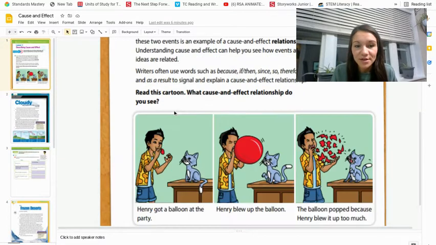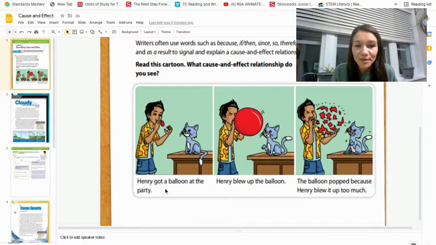Let's take a look at this cartoon. Henry got a balloon at the party. Henry blew up the balloon. The balloon popped because Henry blew it up too much. So the effect is what happened: the balloon popped. The cause is why did that happen? What caused it to happen? And that's because Henry blew it up too much. Okay, so looking at this cartoon, that is what we would say is the cause and effect relationship that we see.